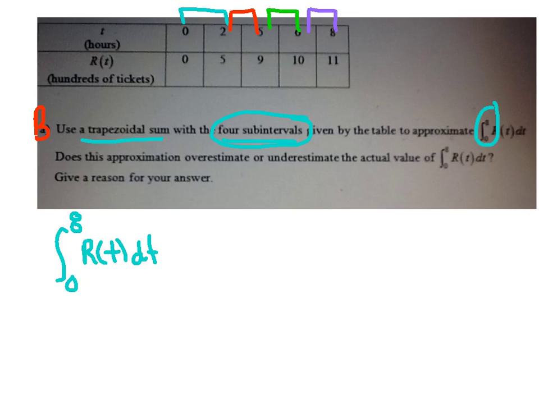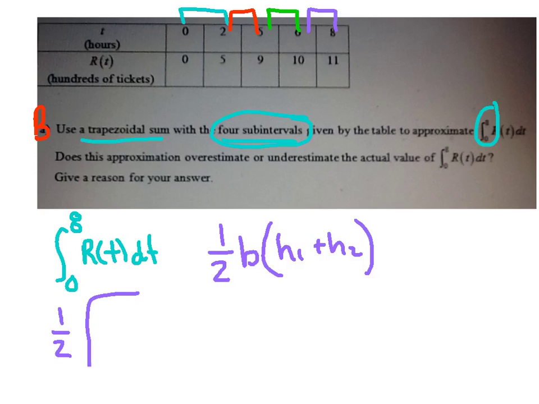So with that in mind, I have to write, it's a trapezoidal, so I'm going to start with my formula. 1/2 base (height 1 plus height 2). And now, just because we said the bases aren't the same, I'm not going to pull out a GCF of the base. I am, however, going to pull out the 1/2 from every term.